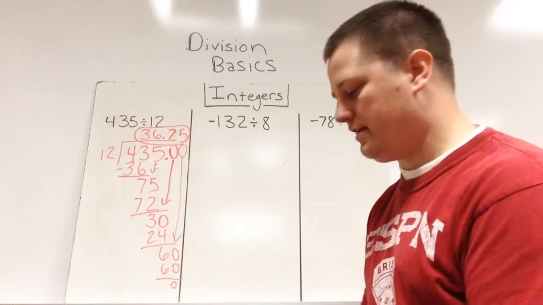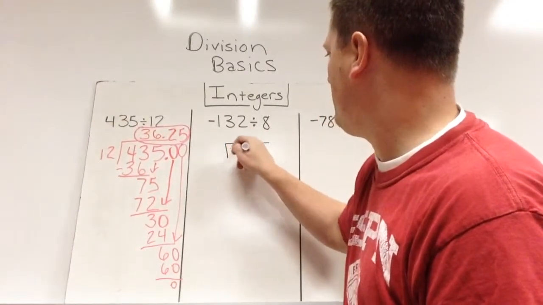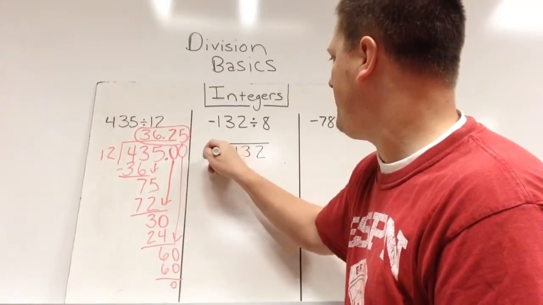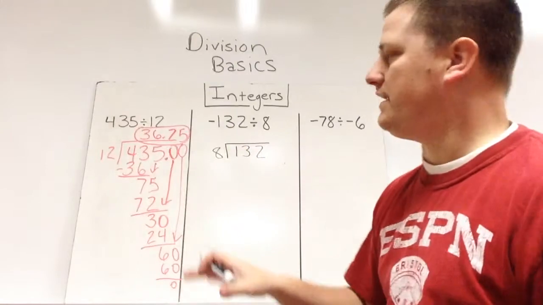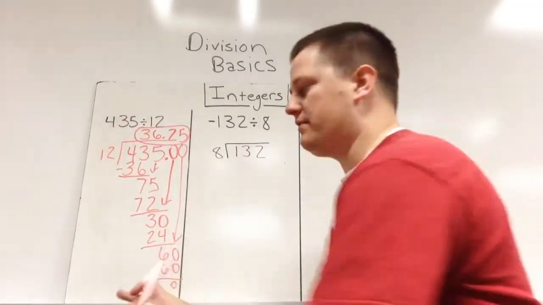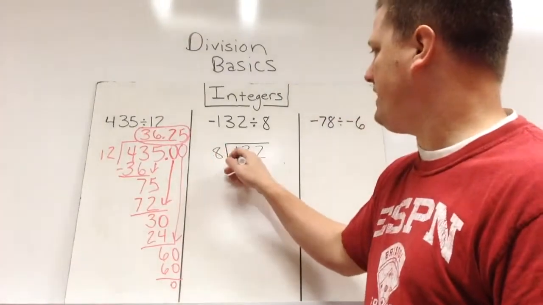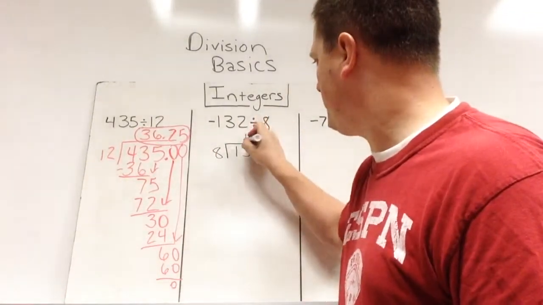Here's another longhand division version. 132 and 8 goes outside. Now notice on this one, I'm not putting the negative in here. I'll just use the negative to figure out the end result based off of our rules. So 8 into 13, 8, 16, okay, so 1.